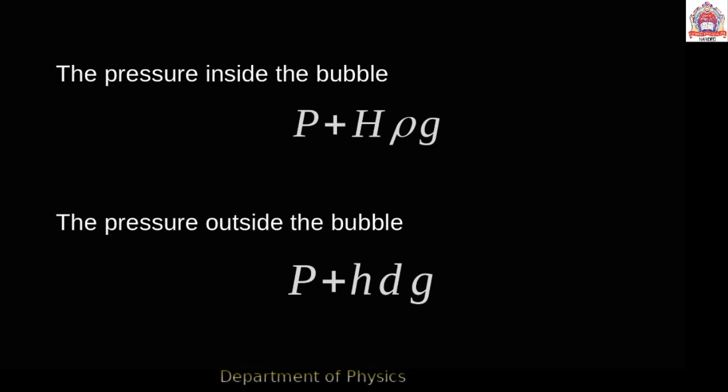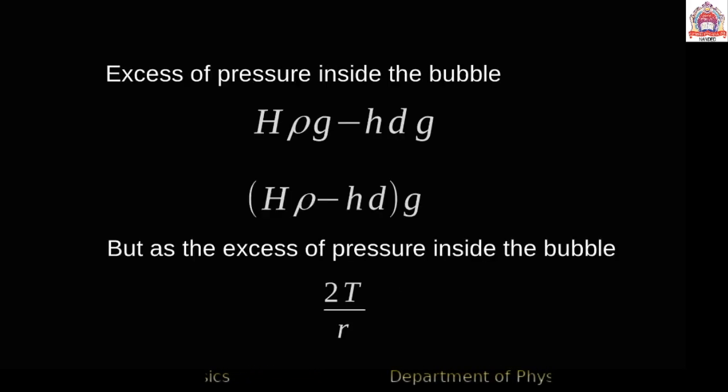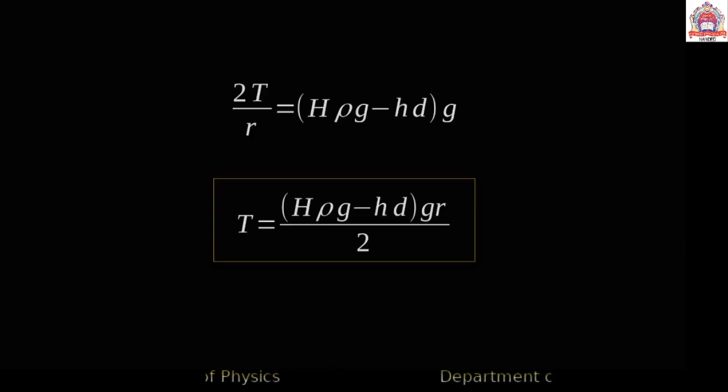So with the help of these two pressures, we can calculate the excess of pressure inside the bubble, that is H rho g minus h d g. Here we take the g common, so we get (H rho minus h d) into g. But as the excess of pressure inside the bubble is 2T by R, we can write this excess of pressure 2T by R is equal to (H rho minus h d) into g.